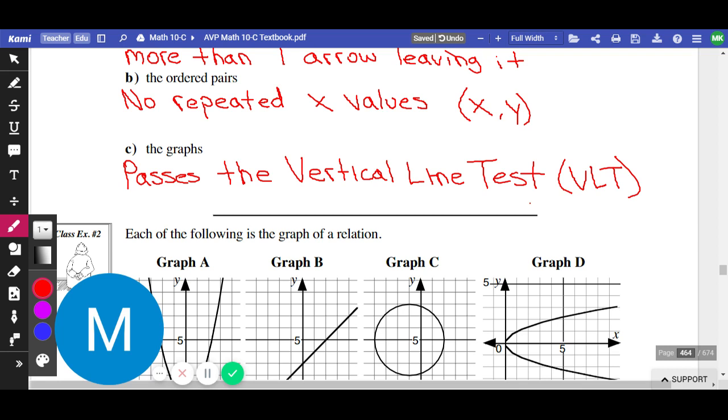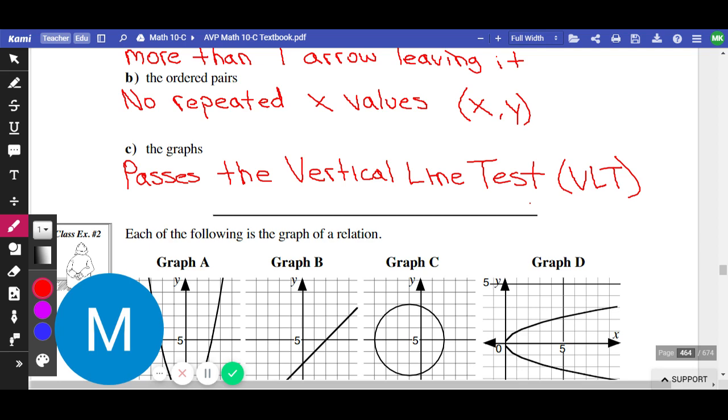If I have an equation, I would turn it into a graph to check to see if it follows the VLT. Okay, so if I have something, you can always turn it into a graph and then do your VLT, which is what a lot of people do. Right.